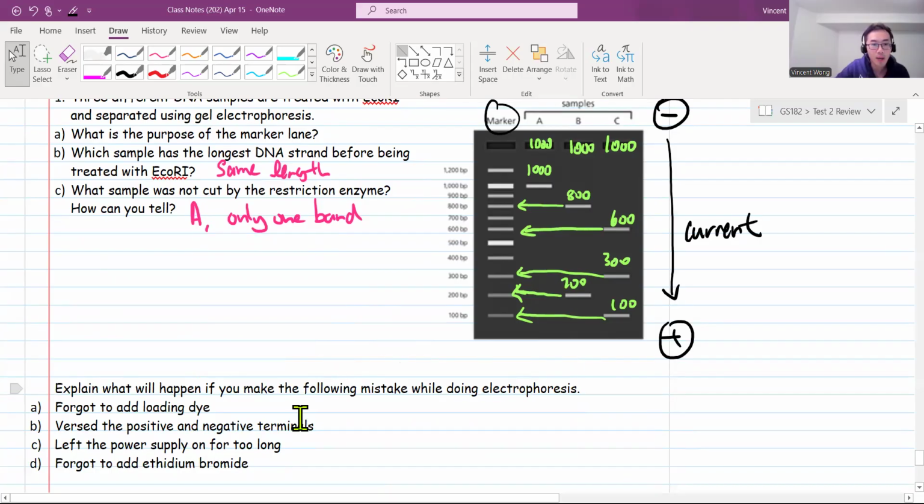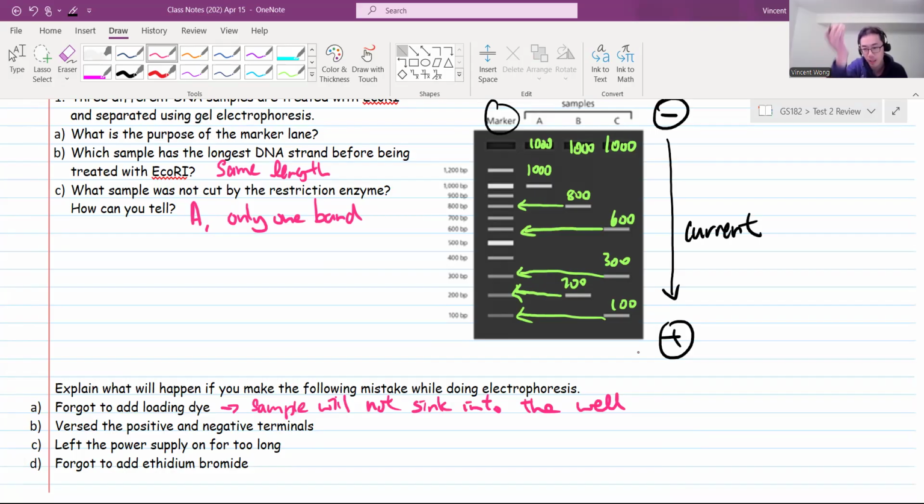Okay. Explain what will happen if you make the following mistakes. Forget to load the dye, then the sample will not sink into the well. Remember the video I showed you in class? The blue dye makes the sample more dense and helps the DNA go into the well. If you forget that, as soon as you add the DNA sample, it would maybe just shoot back up and you will lose the sample, okay? Sample loss.